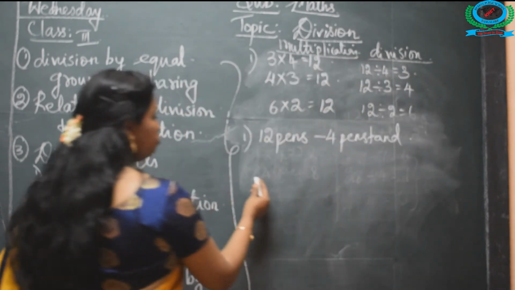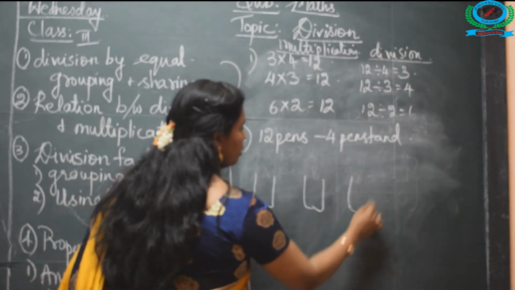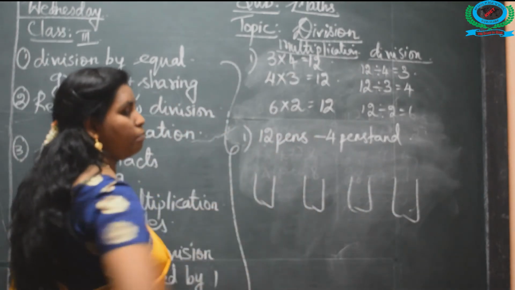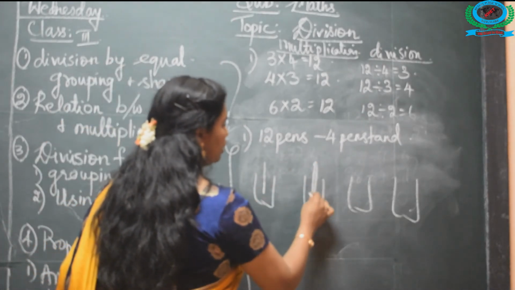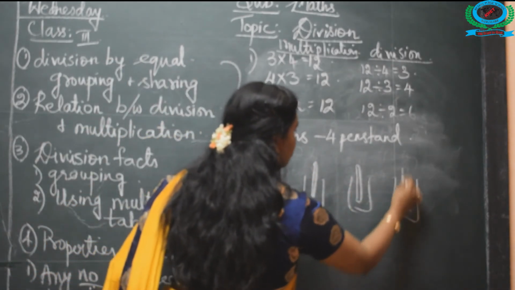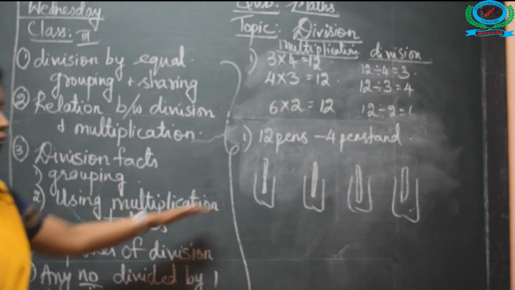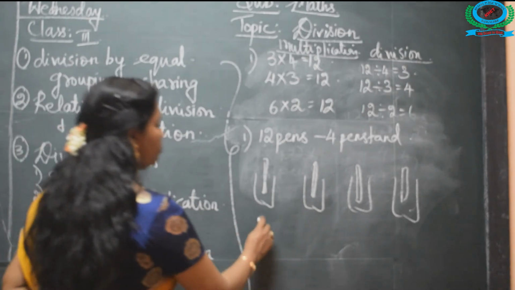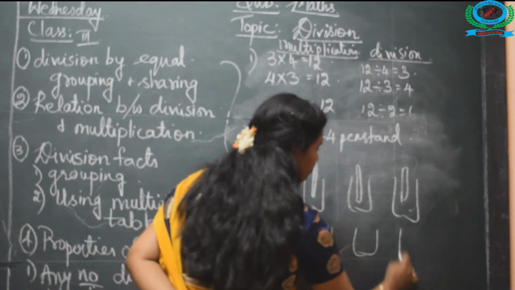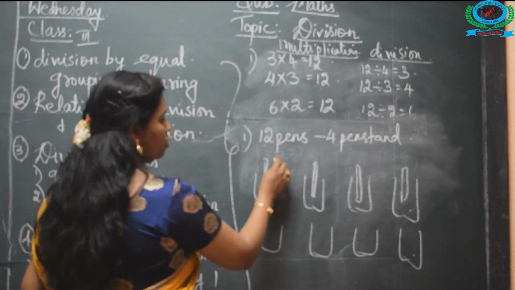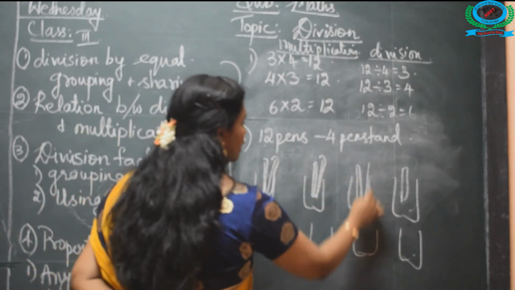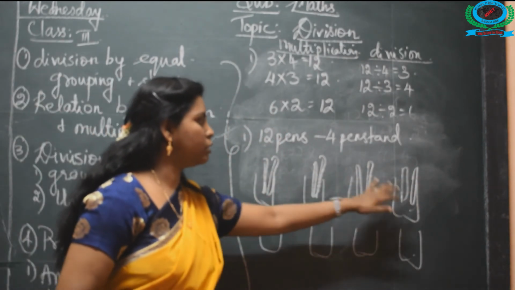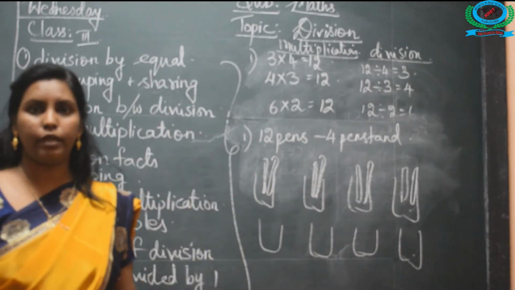So here 4 pen stands are there. First, how will we group it? Out of these 12 pens, we will give 1 pen to each pen stand. So first 4 pens we have divided among the 4 pen stands. Next we are giving 1 more. So this is 2, 2 pens again we are adding. So this is 2 plus 2 plus 2 plus 2. It is 8 now, isn't it?